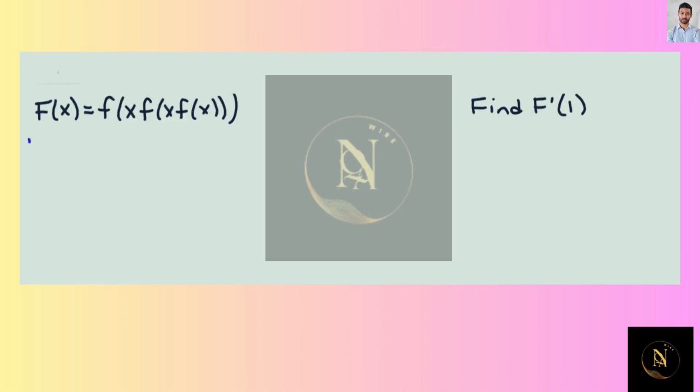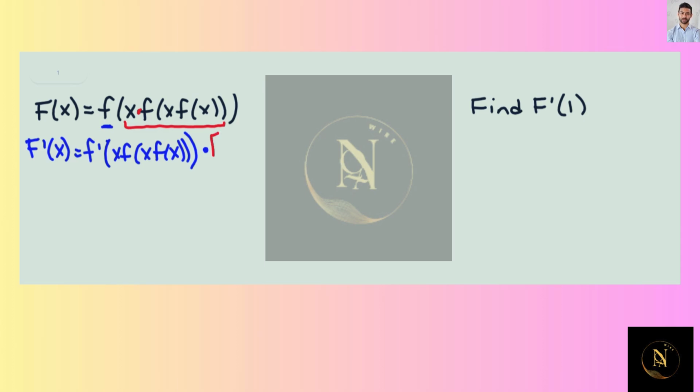Okay, so we're starting with the derivative of the outside function. The outside function is f. So we have f prime of everything inside it. So f prime of x, f of x, f of x. Okay, now we multiply that by the derivative of the inside. The inside is a product, x times the other part. So we need the product rule.